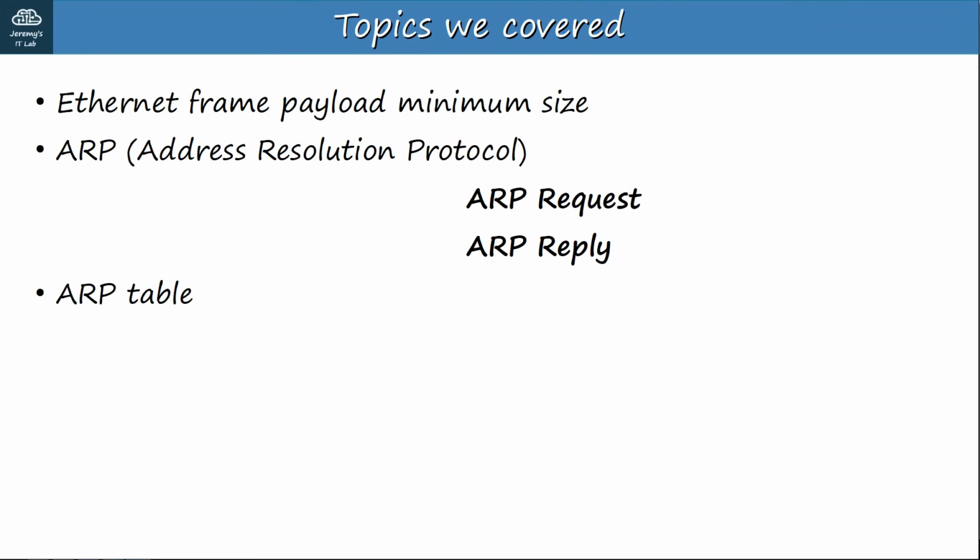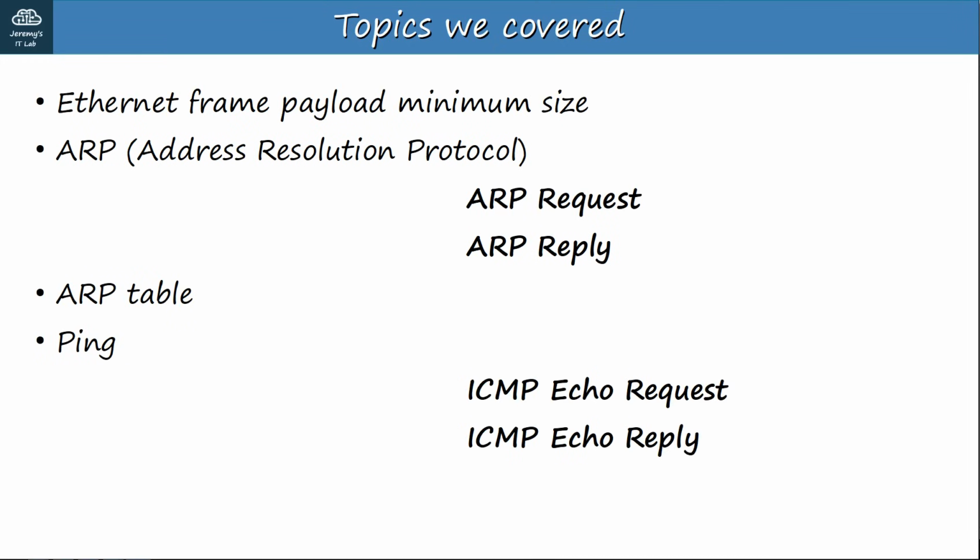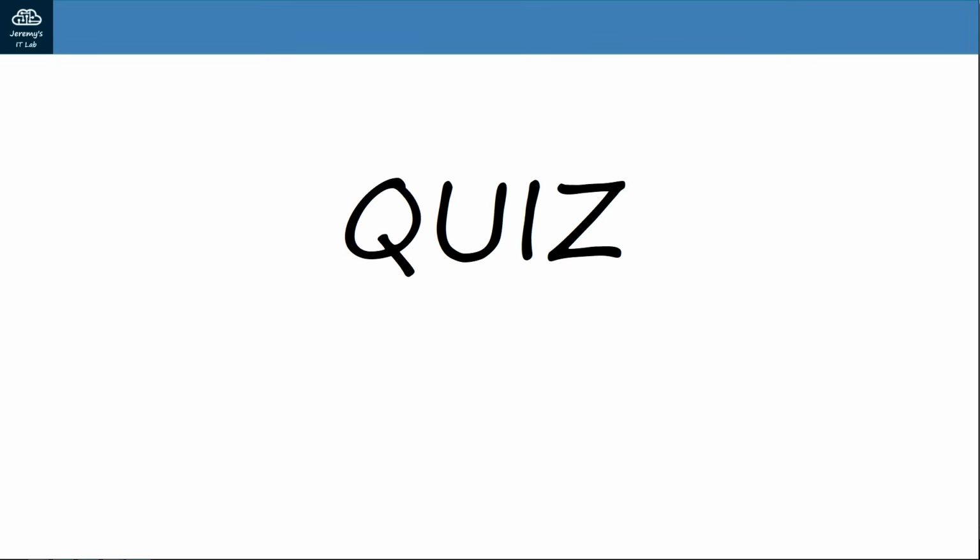We also looked at the ARP table on a Windows device and a Cisco IOS device. We talked about ping, which is used to test reachability in a network. It also uses 2 messages: ICMP echo request and ICMP echo reply. Finally, we looked at the MAC address table on a Cisco switch, including how to clear it in a few ways. Let's move on to the quiz for today's video.